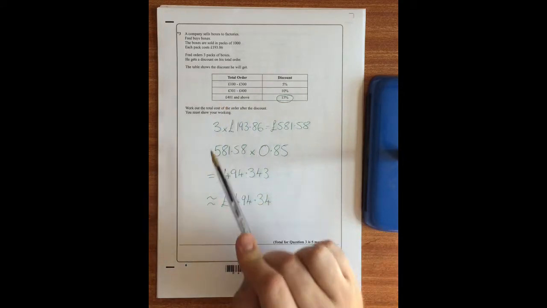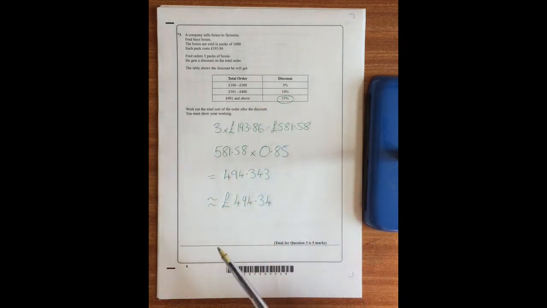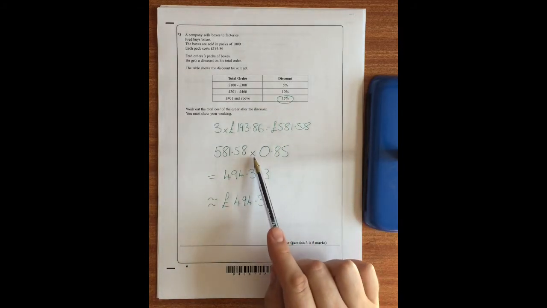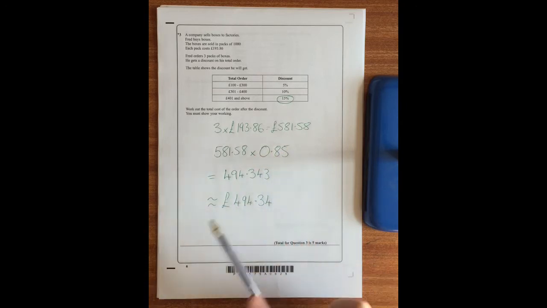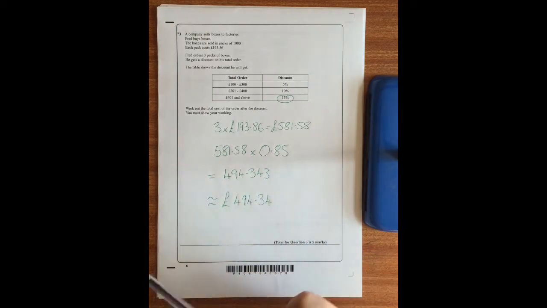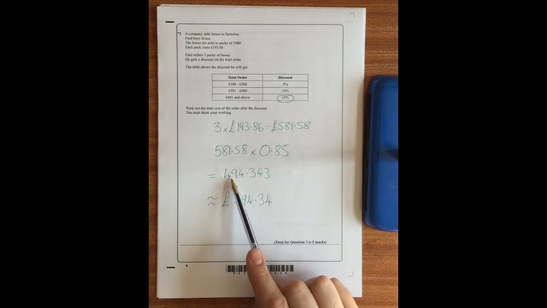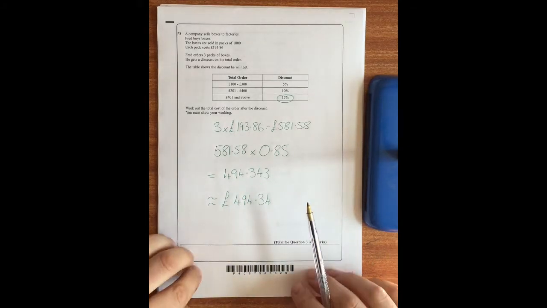If you pay £581.58, for £401 and over, you get a 15% discount. The best way to do this is to multiply by 0.85. That is 15% off a whole one. Or you can multiply by 0.15 and take that off. That will give you an answer of £494.343, which is £494.34.